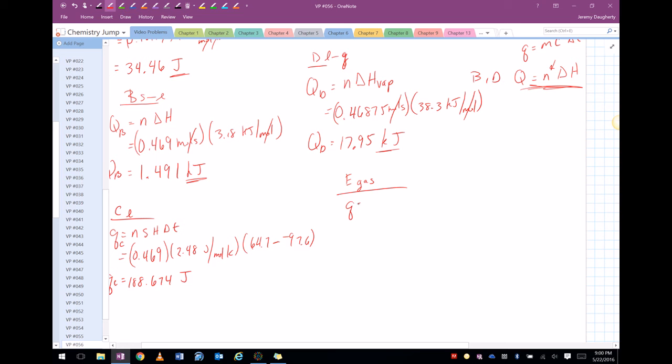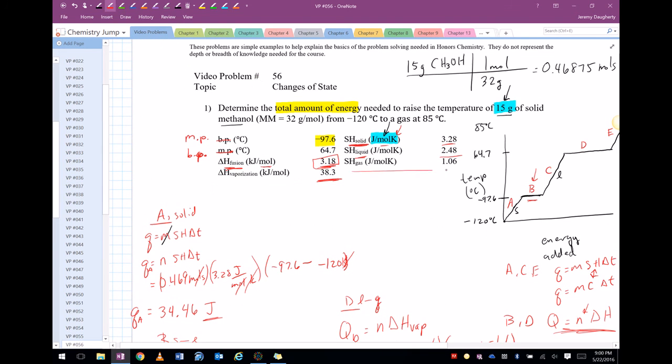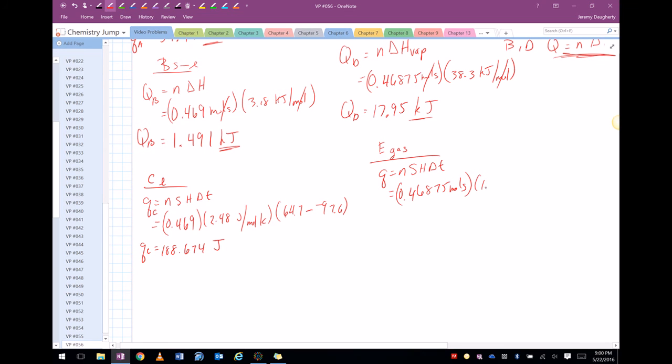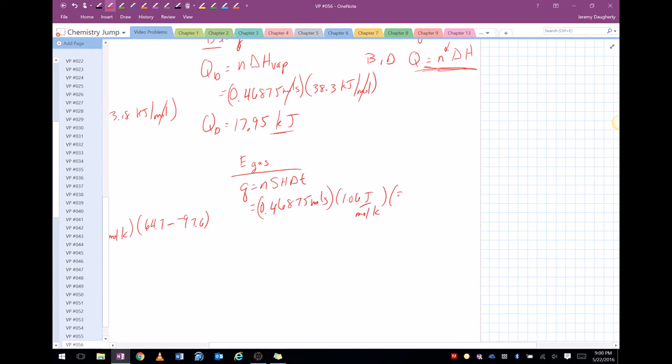And then finally, that E value, which is just a gas, right? So that's going to be Q is equal to N times SH delta T. So that's 0.46875, that's moles. Now we're using the specific heat capacity of the gas, which is right there. The smallest amount takes the least amount of energy to warm up. So that's 1.06 joules per mole Kelvin. And then the delta T is final minus initial, so it's going to be 85 minus 64.7.